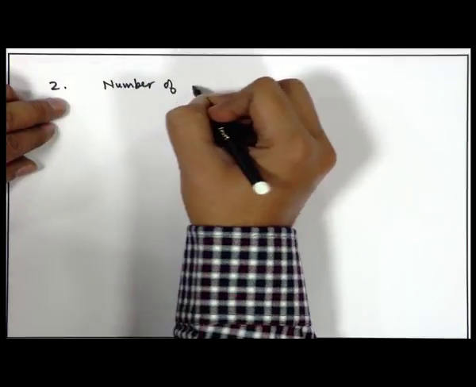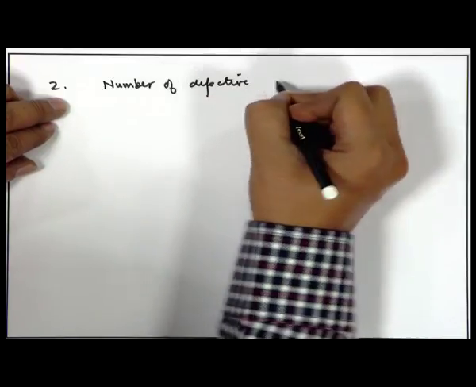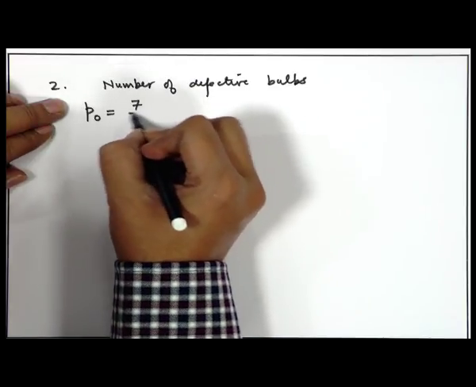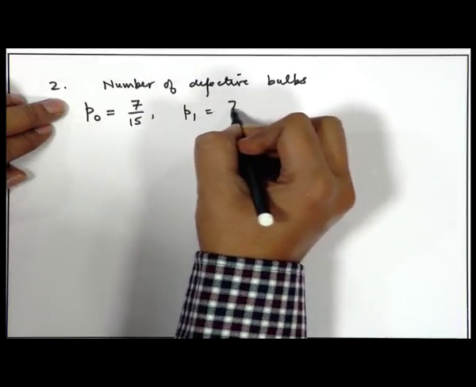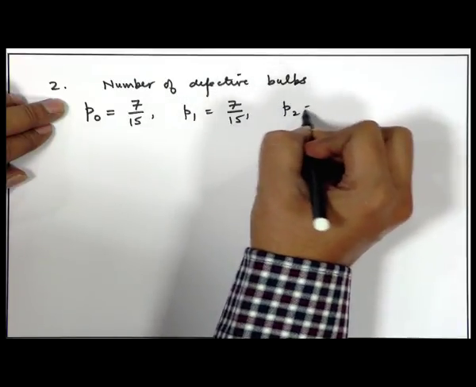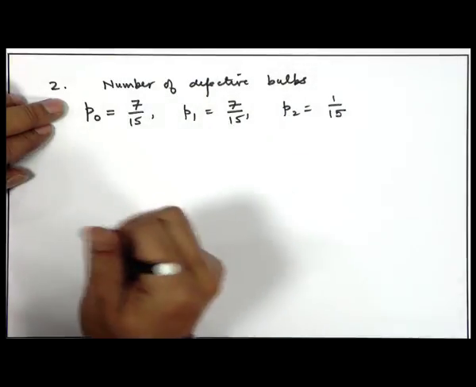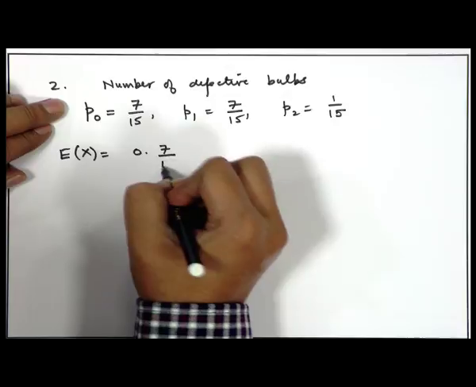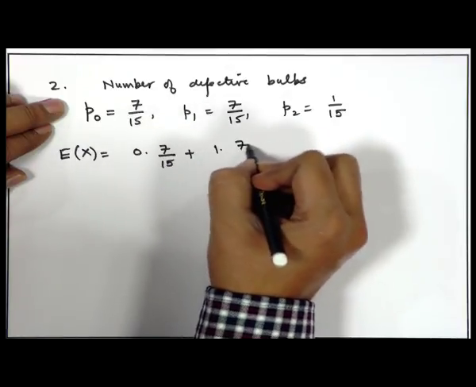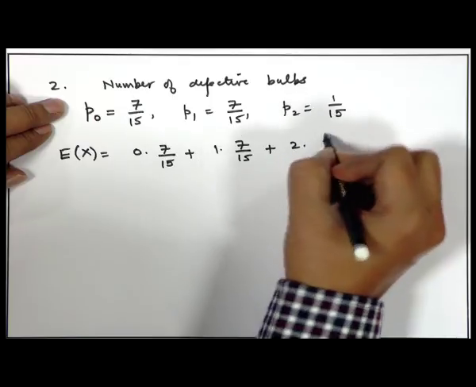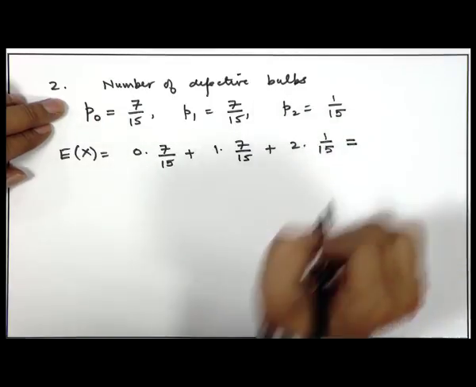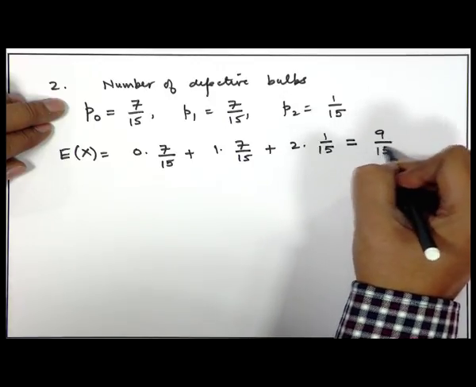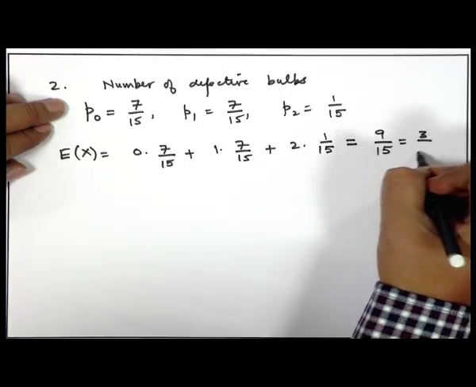Number of defective bulbs. So, here P0 was 7 by 15, P1 was 7 by 15 and P2 is equal to 1 by 15. So, expectation of x becomes 0 into 7 by 15 plus 1 into 7 by 15 plus 2 into 1 by 15, that is equal to 9 by 15, that is equal to 3 by 5.